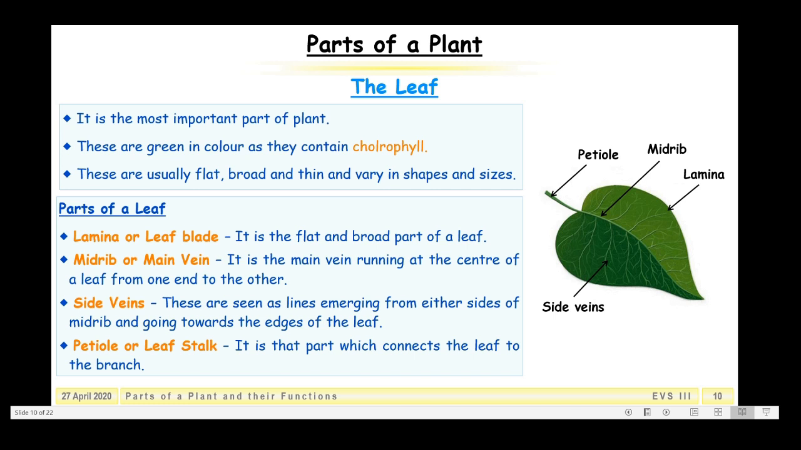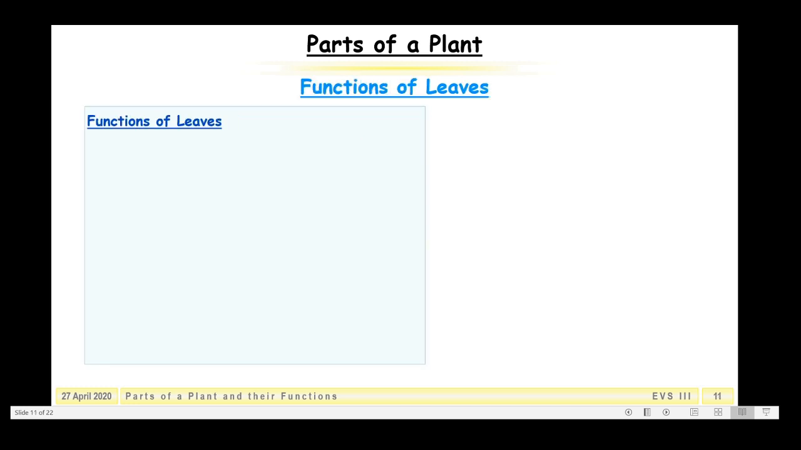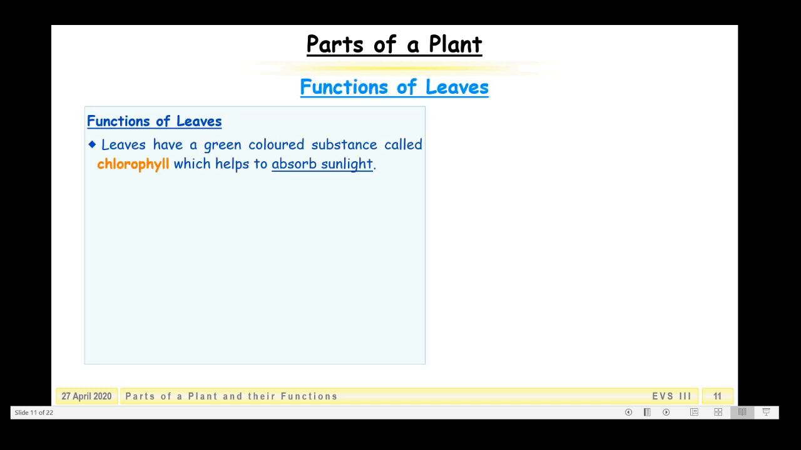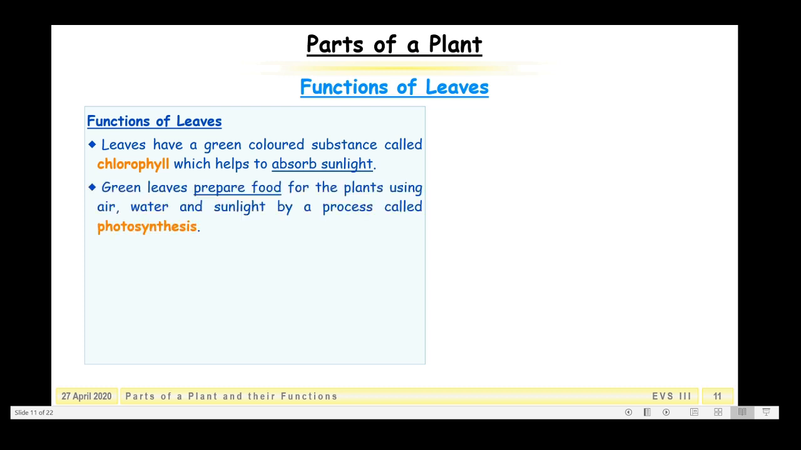Now we will take up the functions of the leaves. So what are the functions of leaves? Leaves have a green colored substance called chlorophyll which helps to absorb sunlight. That means, like roots absorb water and minerals for the plant, leaves absorb the sunlight. And why are they absorbing sunlight using chlorophyll? Because basically they are absorbing the heat of the sunlight to cook their food. Green leaves prepare food for the plants using air, water and sunlight by a process called photosynthesis.